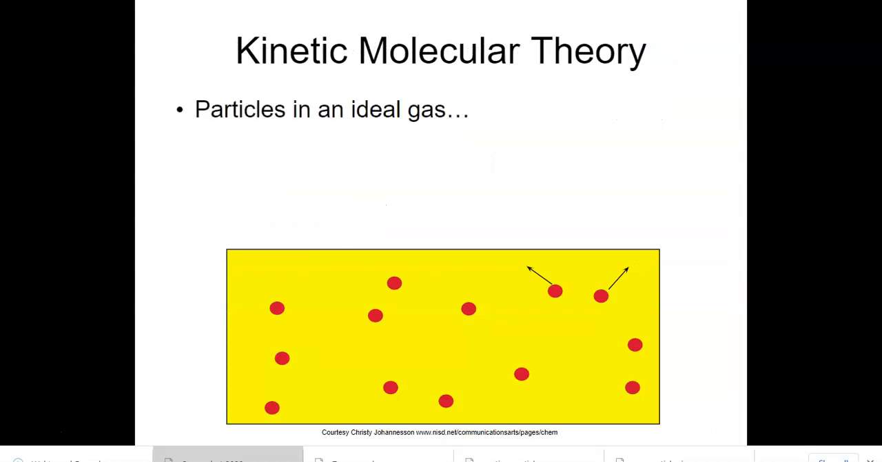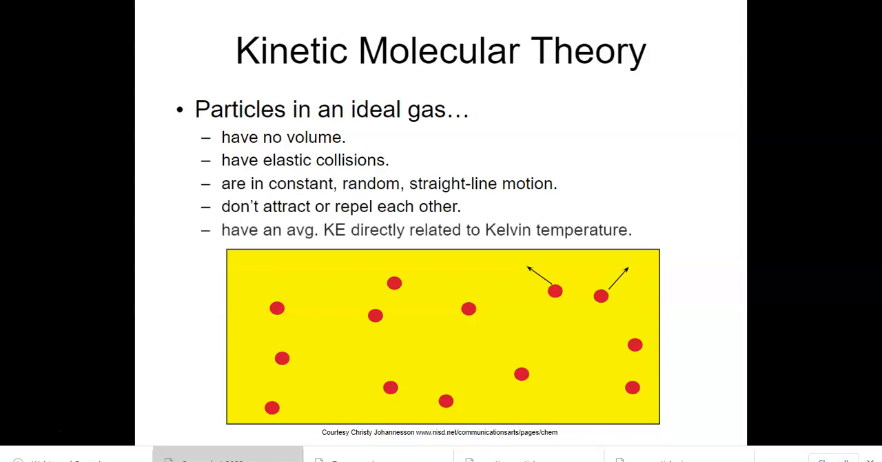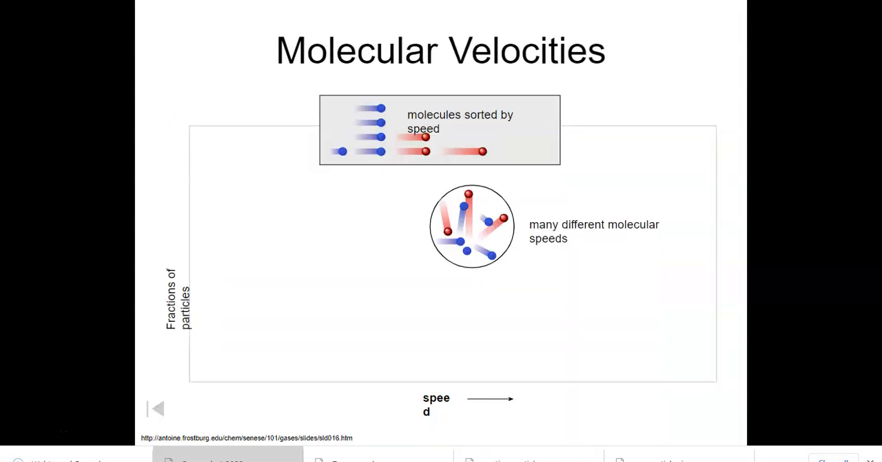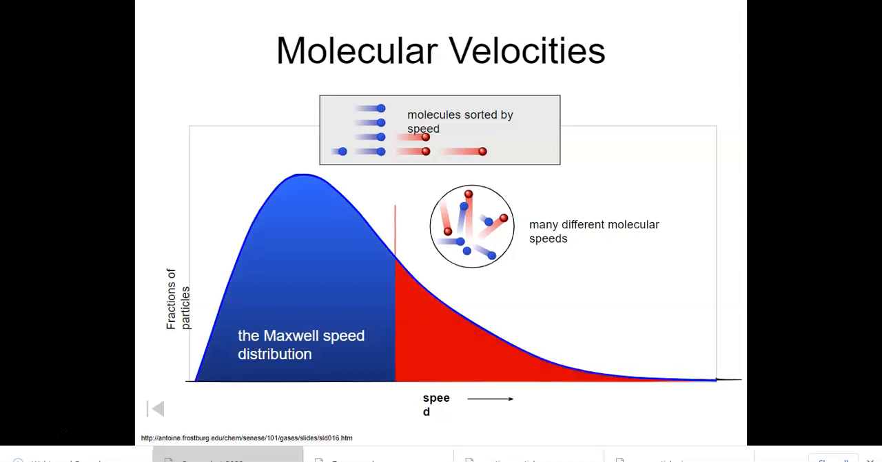So again, our particles in the ideal gas have no volume. They have elastic collisions. They're in constant random straight line motion. They don't attract or repel each other. And they have an average kinetic energy that's related directly to Kelvin temperature. So as one goes up, the other one goes up. And this is just showing you the speed at which they're going as they're moving through.